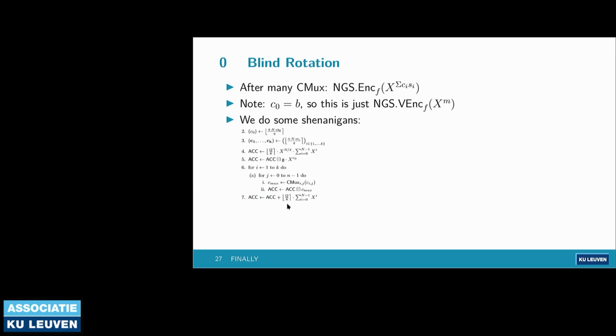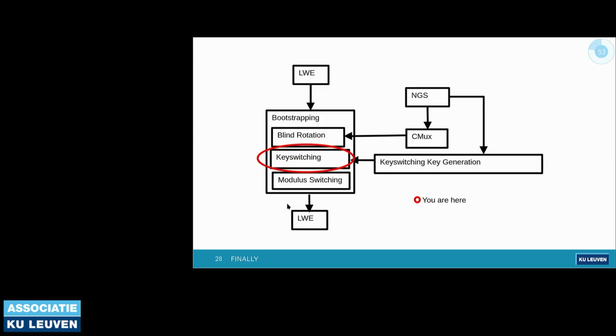All of this is a lot of algebra. Don't try to read it too hard. It will make you cry. And then we end up with a scalar NGS ciphertext of m under our key, which is in fact just the multiplication of all of the other keys.